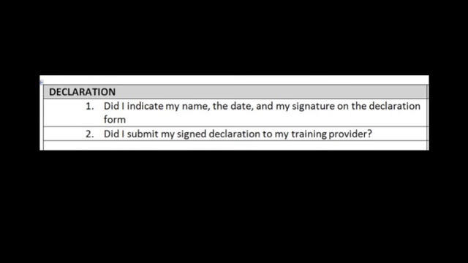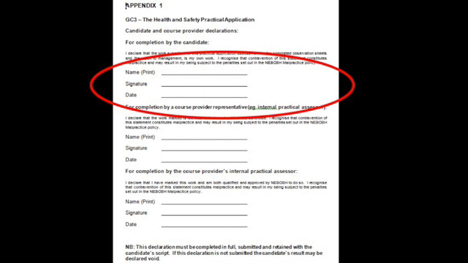The first part, as we said, is the declaration, and you should ask yourself the following question: did I indicate my name, the date, and my signature on the declaration form? Yes or no? And second, did I submit my signed declaration to my training provider? Yes or no? Of course, it looks like that.